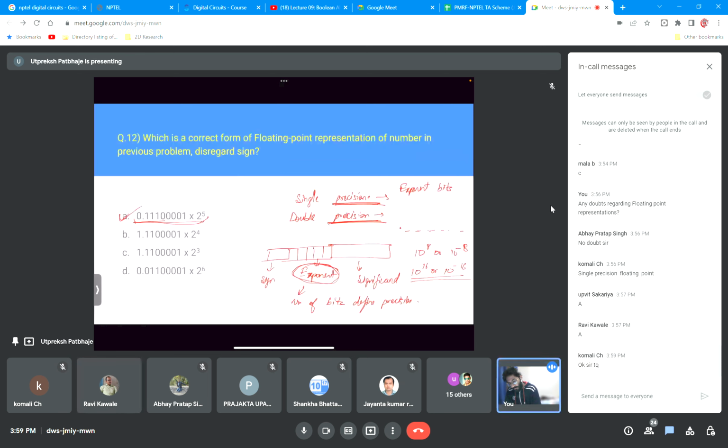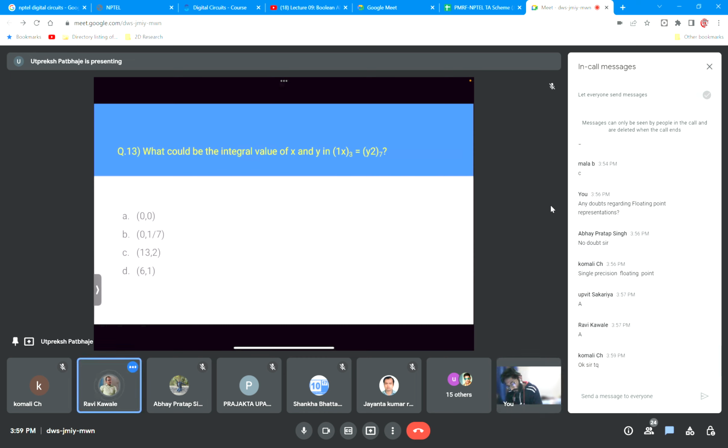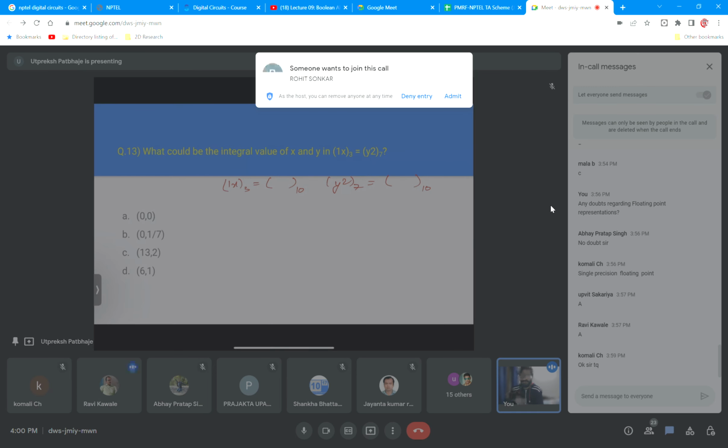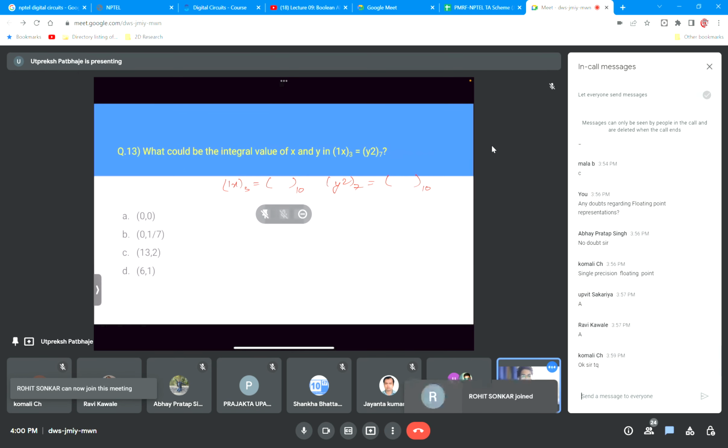So one number we have is 1x in base 3. The other number is y2 in base 7. So what will happen? The direct rule is to bring it to a common base. So we will convert it to decimal, because that is the straightforward conversion that we know, and that is based on the powers of the base.